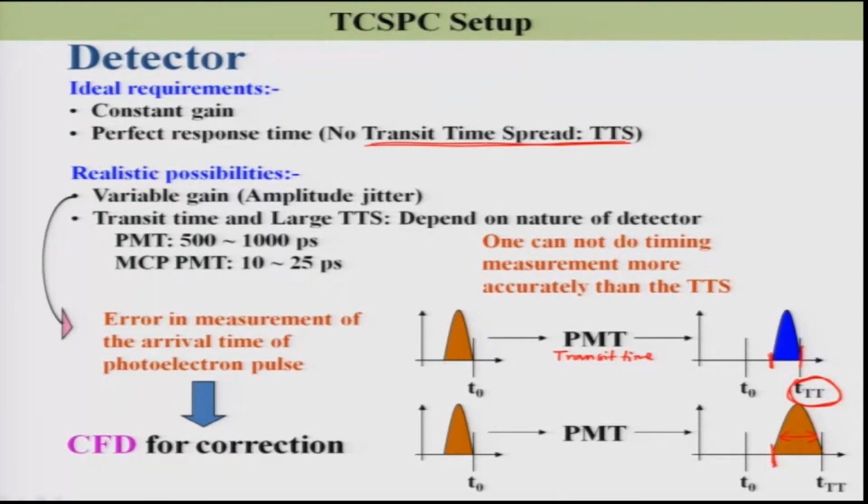But unfortunately for a normal detector, the value of this transit time spread is really high, about 500 picoseconds to 1 nanosecond. If the detector quality is bad, then the transit time spread could be 1 nanosecond. That means you are going to measure a 1 nanosecond lifetime and your error in the measurement is 1 nanosecond, then you cannot do the measurement properly.